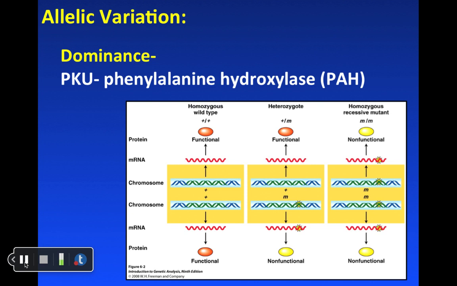This is one that you're most familiar with. This is simply we have one allele that tends to be expressed over another allele. So you can think of all sorts of examples of simple dominance.